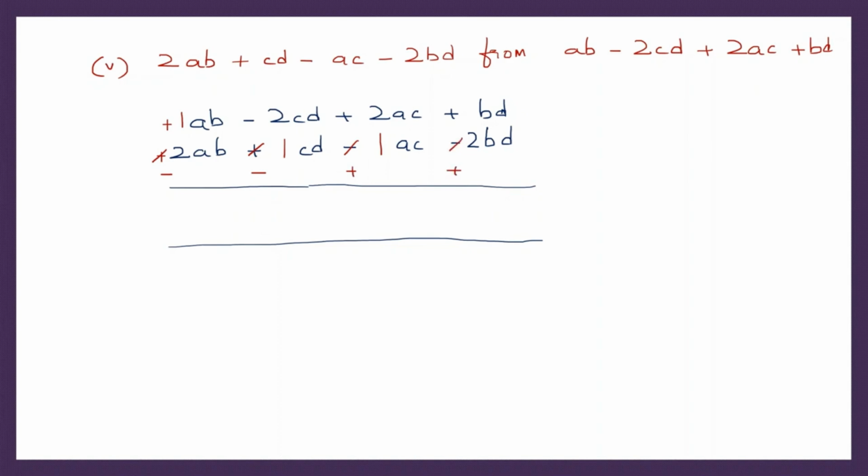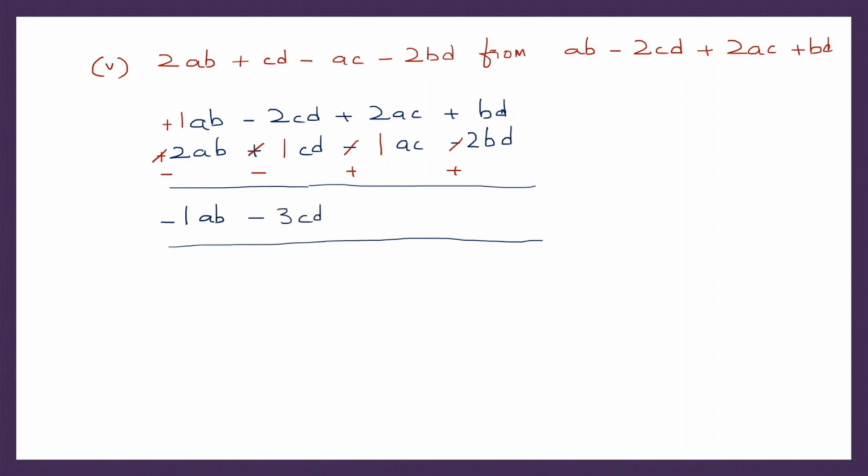So let's start with AB. We have plus 1 minus 2. Signs are different. Put the sign of the bigger number and subtract. 2 minus 1 is 1AB. Let's go to CD. We have minus 2 minus 1. Signs are the same. Put the same sign and add. 2 plus 1 is 3CD.